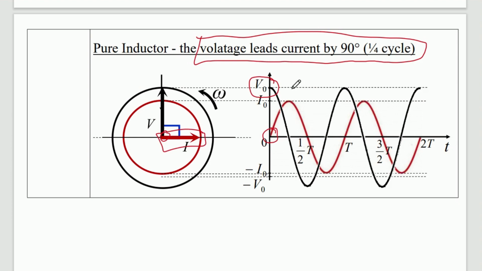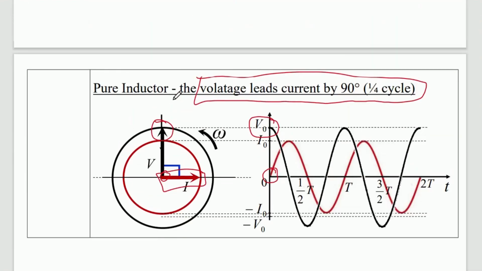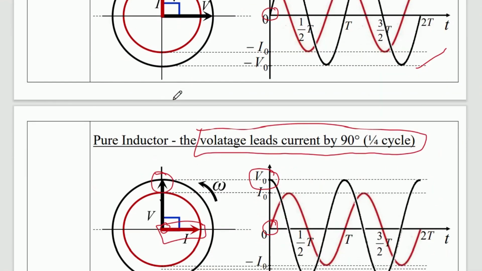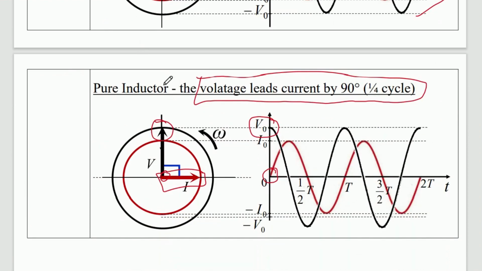Okay, then the voltage is here. So the graph, the phase diagram for the voltage, should be here. As we can see in the diagram, voltage leads current by 90 degrees, or we can also say that current lags voltage by 90 degrees. Okay, it's one of the two: voltage leads current, or current lags voltage. Alright, so this is the second part for this topic.